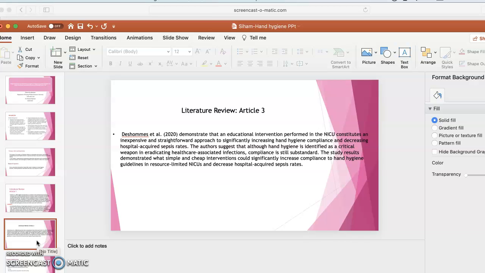Article 3. The 2020 study demonstrated that educational intervention performed in the NICU constitutes an inexpensive and straightforward approach to significantly increasing hand hygiene compliance and decreasing hospital-acquired sepsis rates. The authors suggest that although hand hygiene is identified as a critical weapon in eradicating healthcare-associated infections, compliance is still substandard. The study results demonstrate that simple and cheap interventions could significantly increase adherence to hand hygiene guidelines in resource-limited NICU and decrease hospital-acquired sepsis rates.